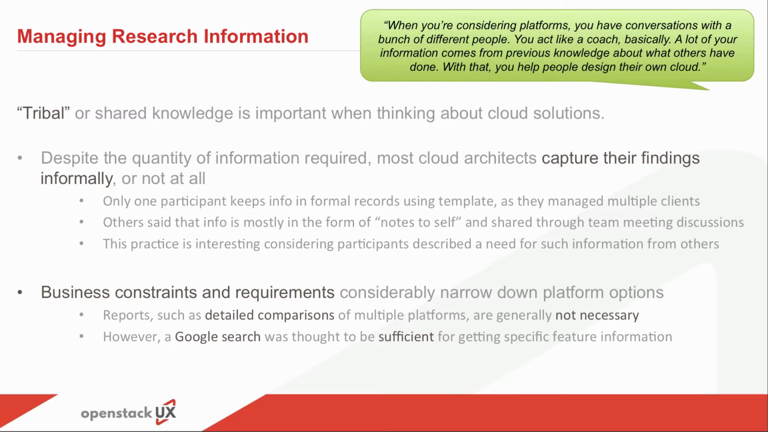And one thing that helps scope and narrow down their solutions is business constraints. So they may know right off the bat that a certain platform isn't going to work given what they need to do. That cuts down on the amount of information they would need if they were considering all platforms as an equal opportunity for their recommendation. So they're not typically putting together detailed reports.